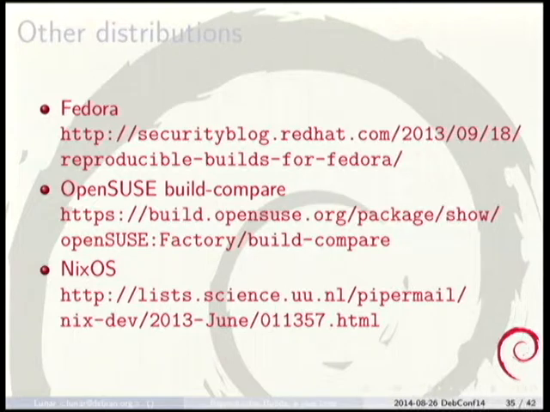There are other distributions interesting to that. So there's Fedora, who had one of the security people writing a blog post about this after we started the Debian initiative. To the best of my knowledge, there has been no further progress in that. openSUSE has something interesting called build-compare, but I hadn't had time to look a lot at it.